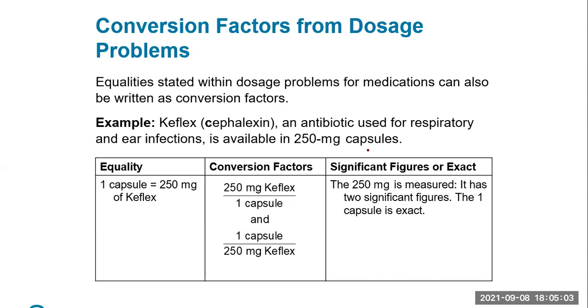Here's another example, again a common one in terms of medication. One capsule has 250 milligrams of Keflex, which is an antibiotic. Again, we can use this as a conversion factor because it comes from the problem. The way this number is written has only two significant figures, the 2 and the 5, the 0 not being significant as there is no decimal point written.